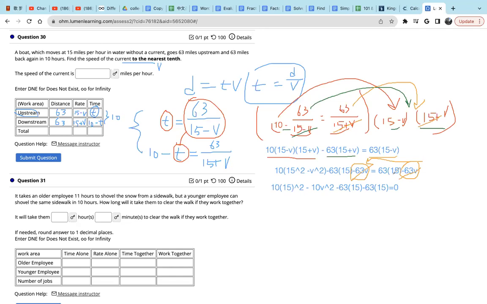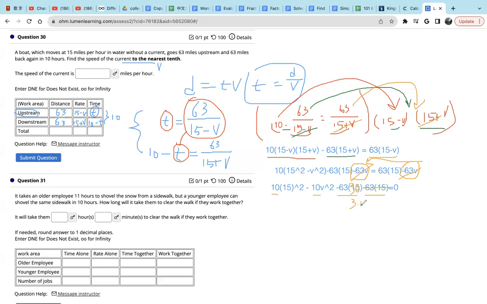Okay, now let's observe. Those two terms are the same, right? So I could see this is multiplied, so I have 2 of this. If I forget about this, that's 2 times 63 times 15. 2 times 15, that's 30. Now I see every term has 10 as a factor, right?